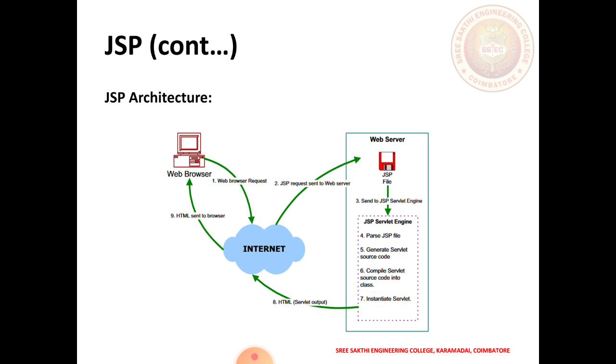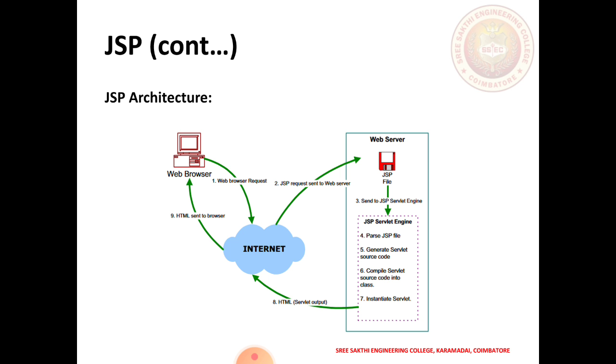Next, what is JSP architecture? In JSP architecture, the client types the URL in the web browser address bar. The web browser sends the request to the web server. Once the web server recognizes that the request is for a JSP file, it sends it to the Java Servlet Engine. If it is the first time the file is requested, it parses the file and then proceeds with the following steps. Otherwise, it moves to initiating the servlet.